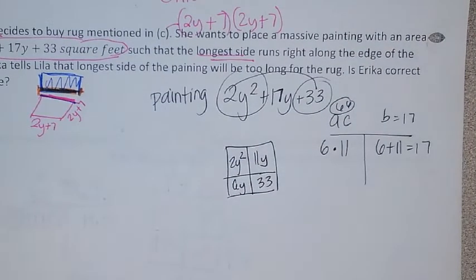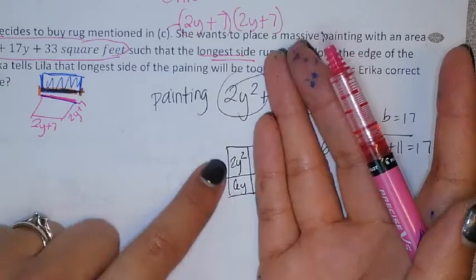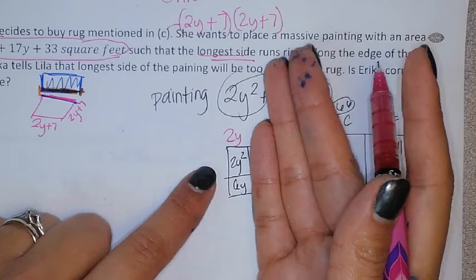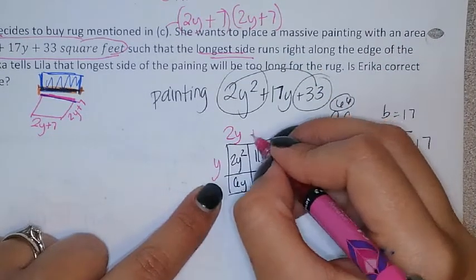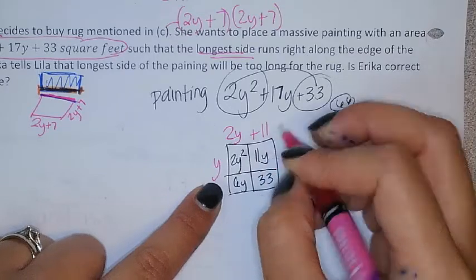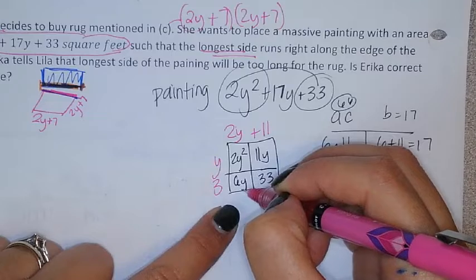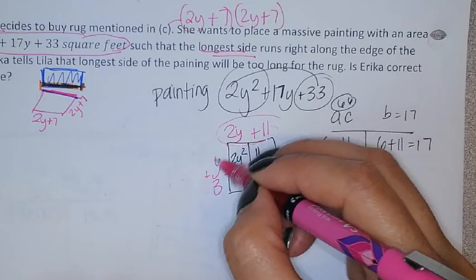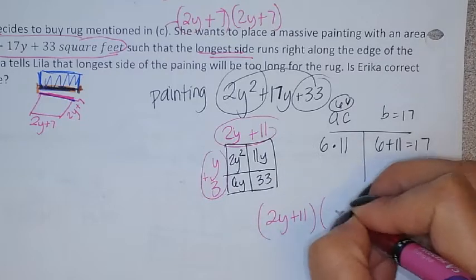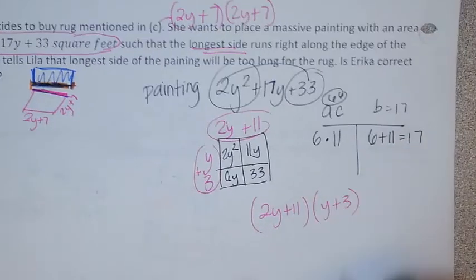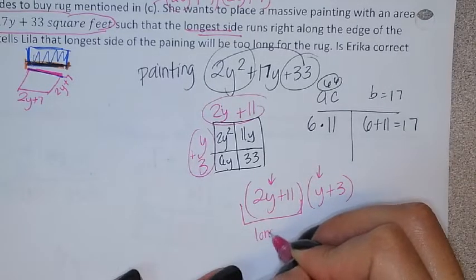From here I'm going to undo it by first getting the GCF of these two, which for y squared and y would be y. And then I undo the box. If this is 2y, this has to be y. If this is y, this has to be positive 11. If this is 2y, it's going to be 3 because 2 times 3 is 6. So these two are my answers here: 2y plus 11 times y plus 3. This is the longest side. It's a larger number.